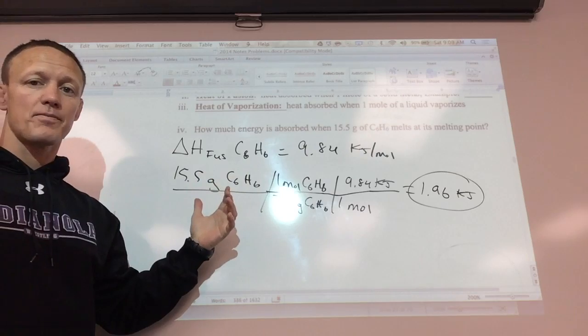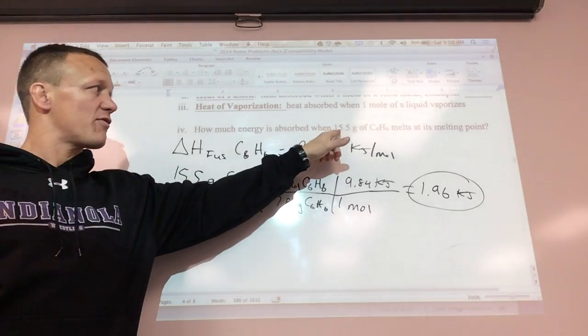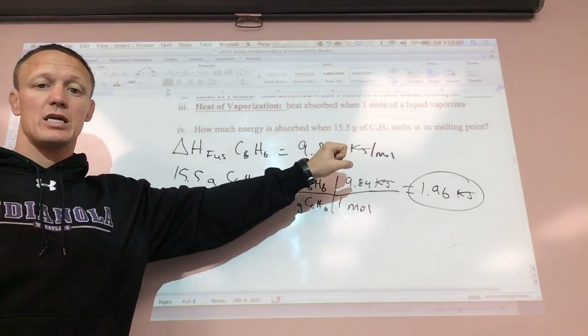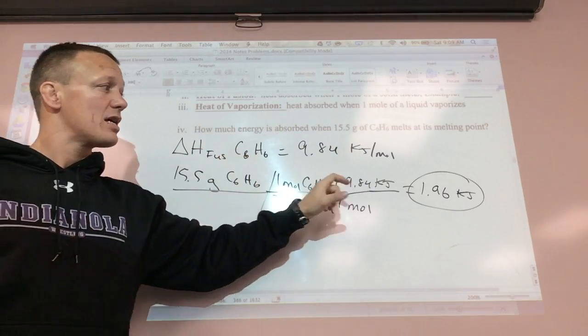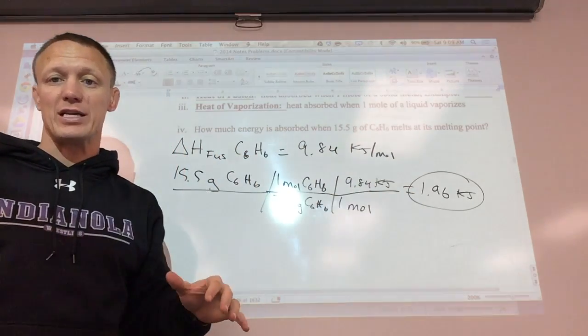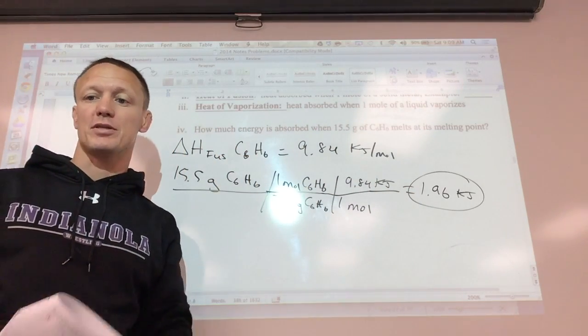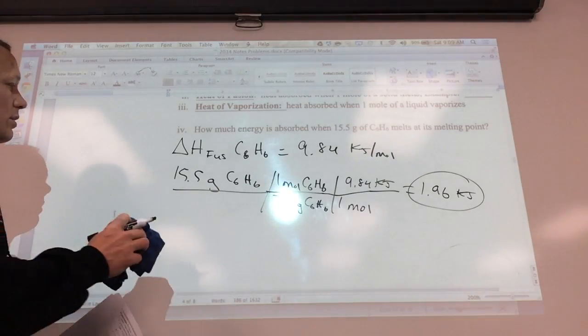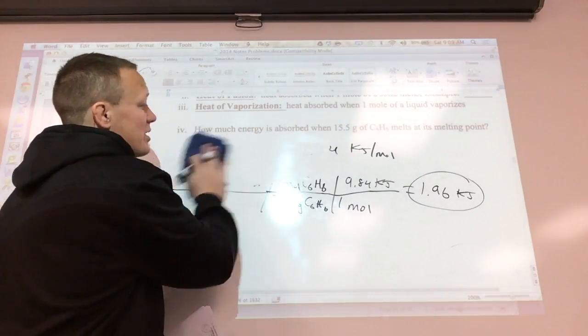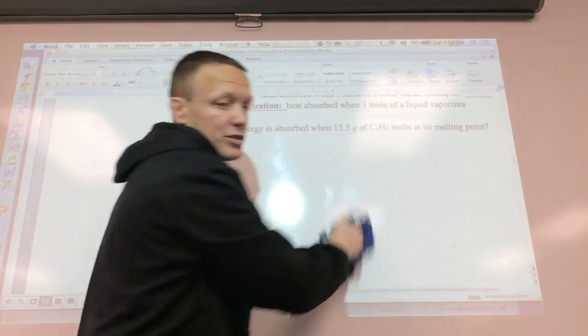And vice versa. If I wanted to make 15.5 grams of this go from liquid to solid to make it freeze, I would have to remove that much heat. Okay, so just the opposite can be done as well. We'll use that a little bit later when we do some changes of state.